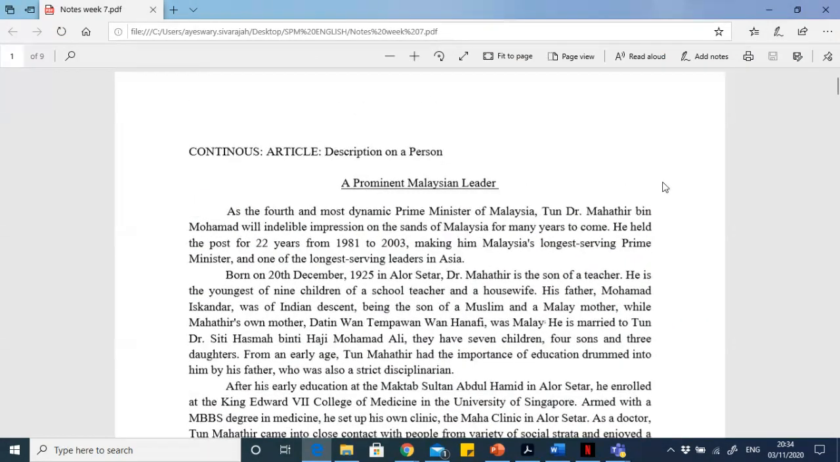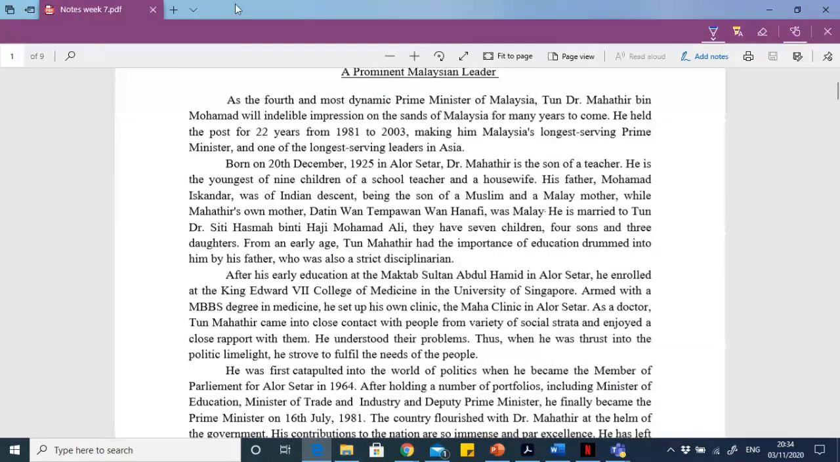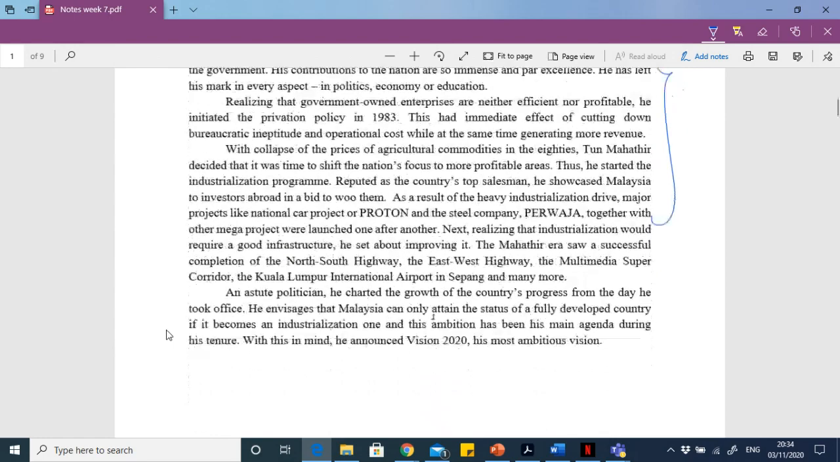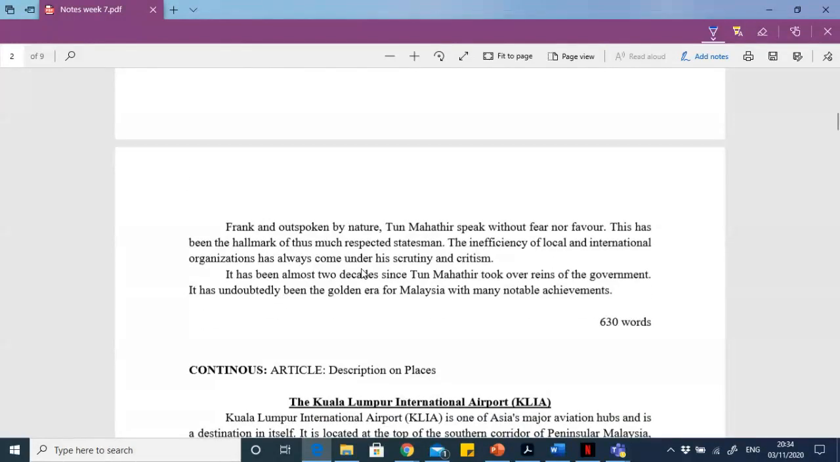So this is describing a person, a prominent Malaysian leader. Okay, so here they gave a description of the person, they named the person's name, all right, and then a bit of background, okay, his schooling, all right, and then his contribution, how does he make in being a leader. Okay, and you give your conclusion, as in your hopes, or why do you say he is a prominent leader.